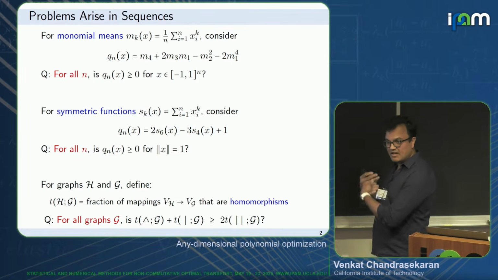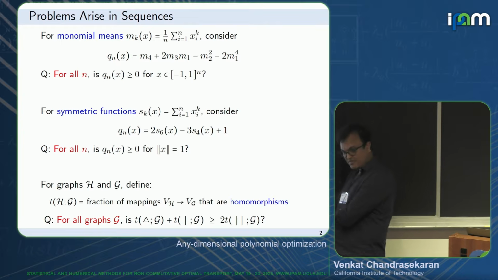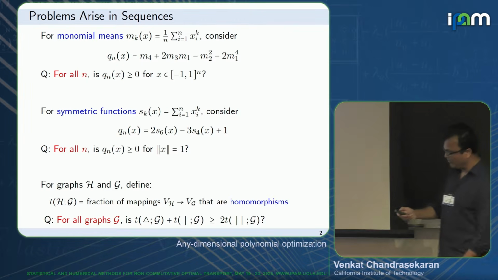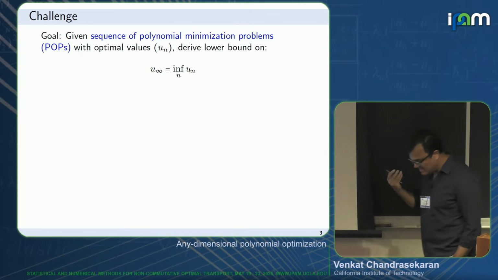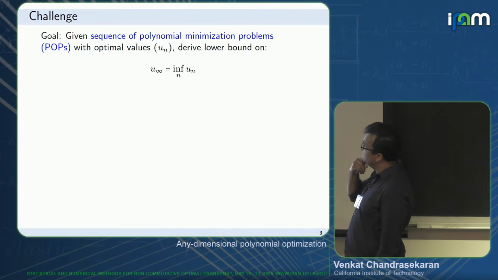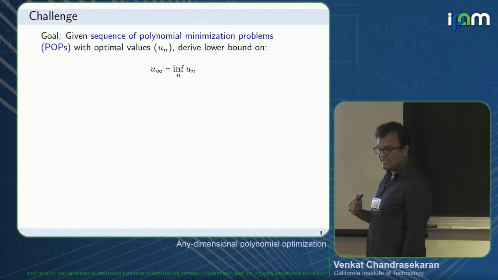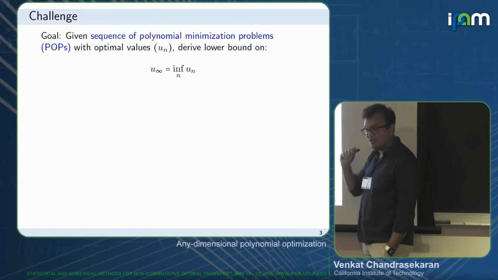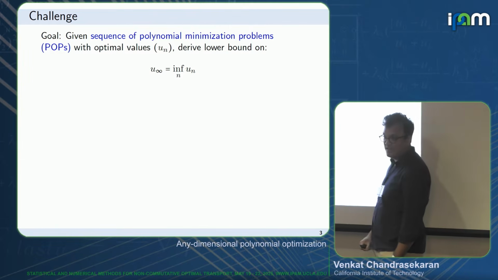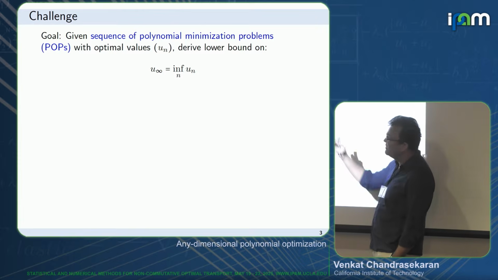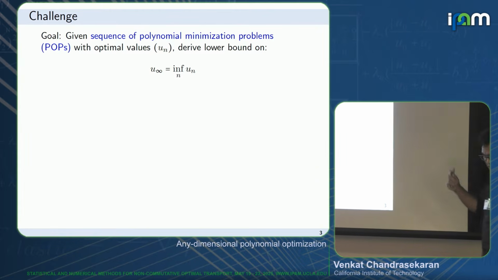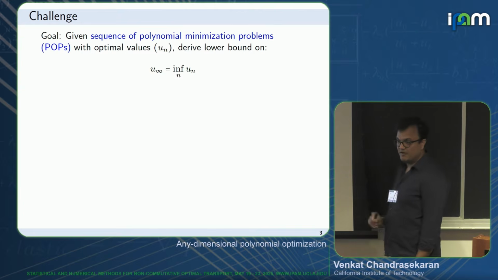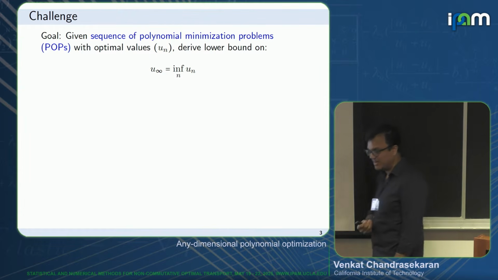But these sorts of phenomena arise commonly in mathematics, where we make assertions or state inequalities that hold for all n. And these kinds of questions are the focus of this talk. So what we're imagining is that we're given a sequence of polynomial minimization problems with optimal values un, and we're interested in producing bounds, in particular lower bounds, on all of them simultaneously, or equivalently, a lower bound on what we'll call u infinity, which is the infimum of all of these expressions. So this speaks to your point about the limit.